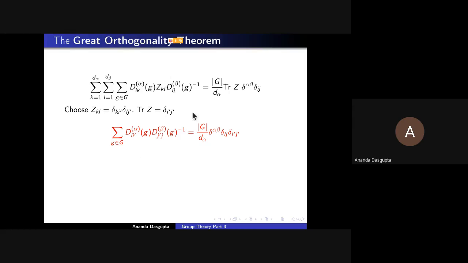And what this is telling you is that this combination, most of the time is going to be 0 when either alpha is not equal to beta or i is not equal to j or i prime is not equal to j prime. And only when i is equal to i prime and i is equal to j and i prime is equal to j prime, and alpha is equal to beta, we will get a non-zero value and the non-zero value will be mod G by d alpha.